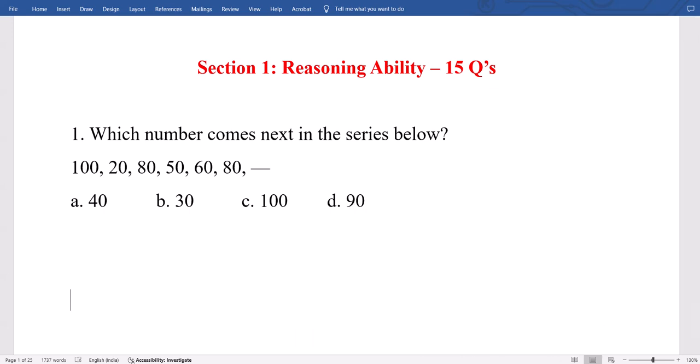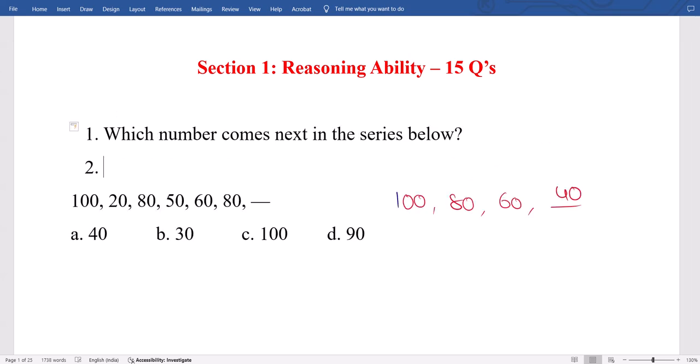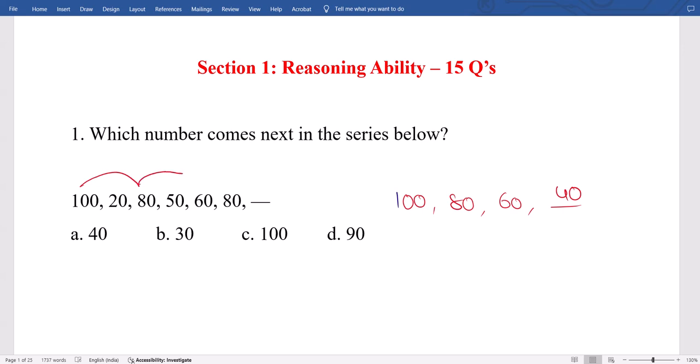So see the first question related to series. It's alternate numbers, clearly we can understand. So 100, 80, 60, next must be 40. Go with alternate number, simple, right? So yeah, 100, 80, 60, 40. Whereas this is 30 plus 30 series. Above one is plus, minus 20 series, 20 decreasing.